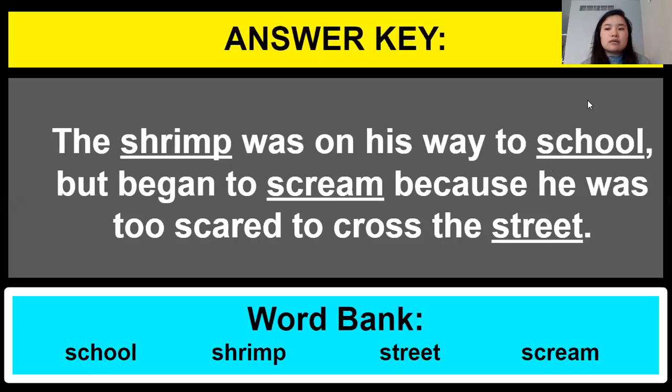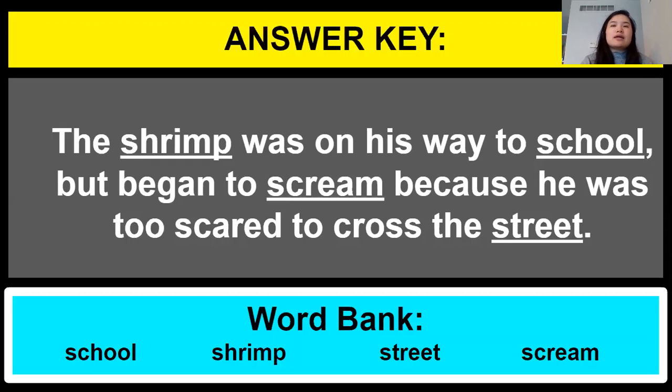Here is your answer key. The shrimp was on his way to school, but began to scream because he was too scared to cross the street. In the word shrimp, you have the three-letter consonant sound of shr, S-H-R. For school, the three-letter consonant blend sound would be S-C-H, sk, school. Now we have the word scream, and the consonant sounds here would be S-C-R, skr, so scream. And street, the consonant sound would be S-T-R, str, and so we have the word street.